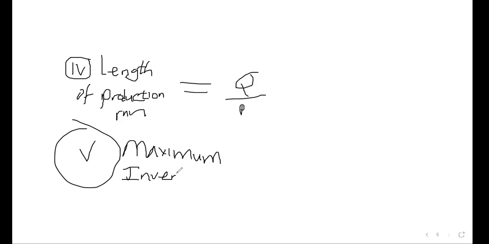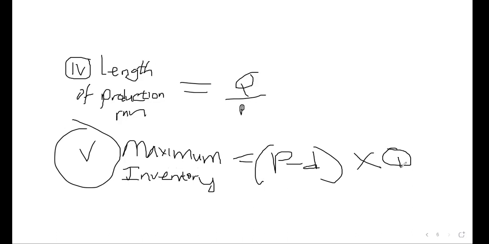So it's actually equal to P minus D, then multiplied by Q over P. So this is the maximum inventory level. That's the formula. All these formulas are provided.